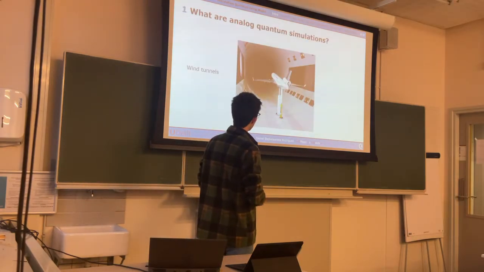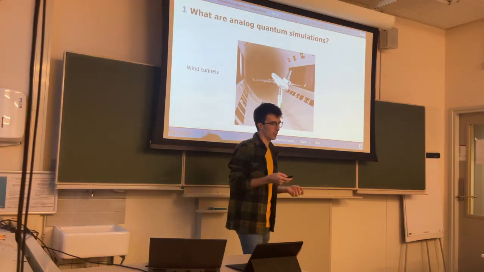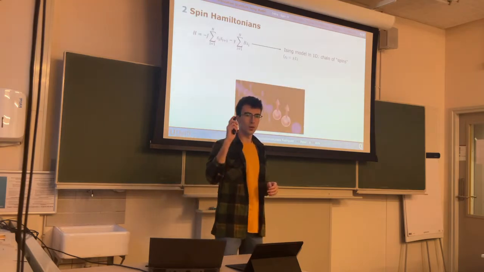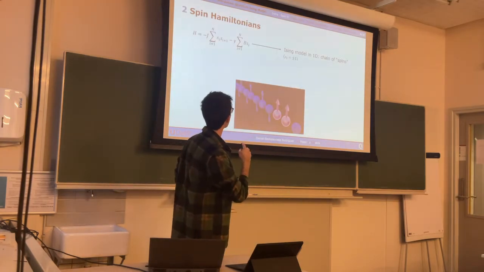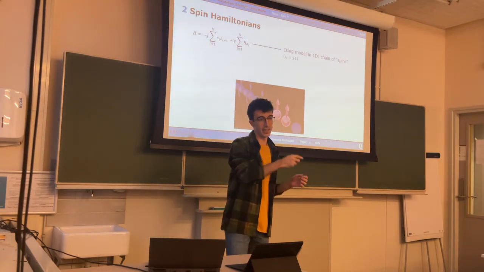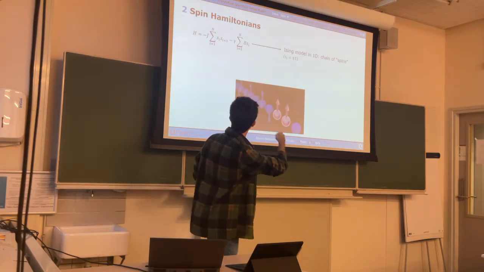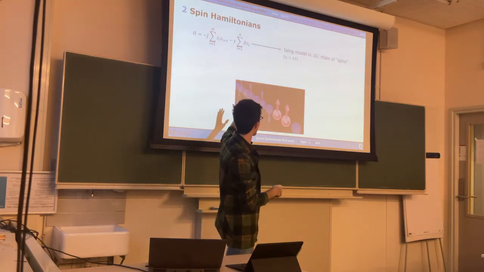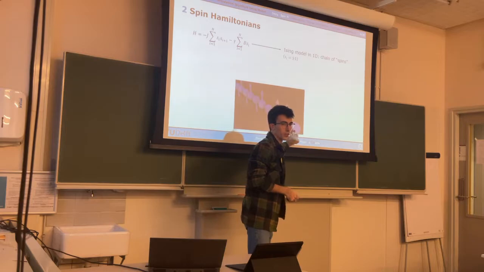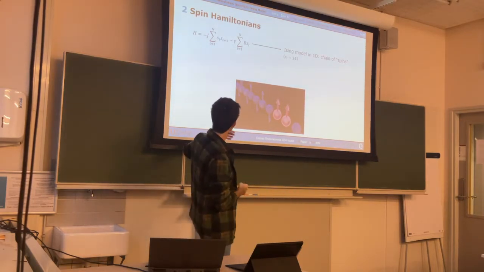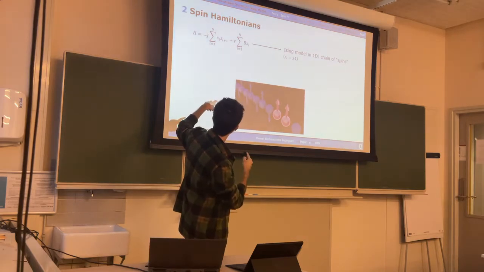Okay, so now that we know a little bit what analog quantum simulation is, let's look at some specific cases. An important model to study, for example, phase transitions is the Ising model. In this case, we have here the one-dimensional Ising model, which basically describes a chain of particles with some spin, plus or minus one. And the Hamiltonian is this one.